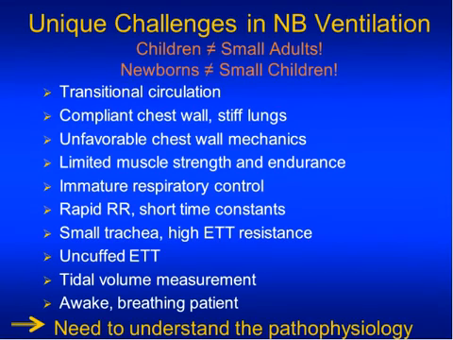Importantly, the chest wall of a premature baby particularly is very compliant while the lungs are stiff. This is why they retract when they breathe. They overall have very unfavorable chest wall mechanics, making them more susceptible to fatigue and respiratory failure. The more premature they are, the more limited their muscle strength and endurance. And very important is the immature respiratory control that they have. And it affects, in a very important way, the interactions between the baby and the ventilator.